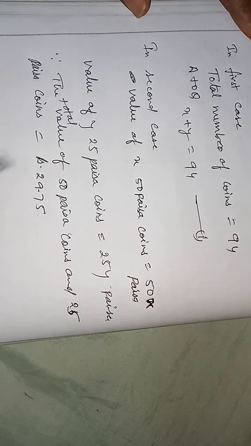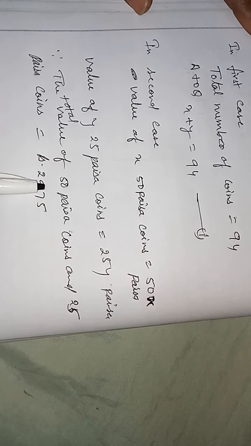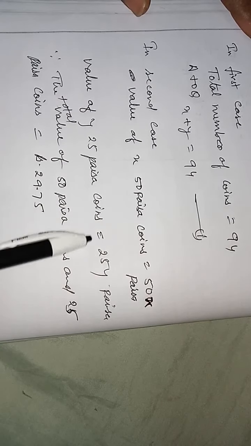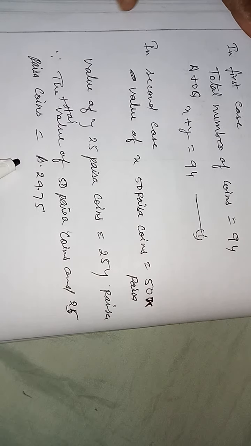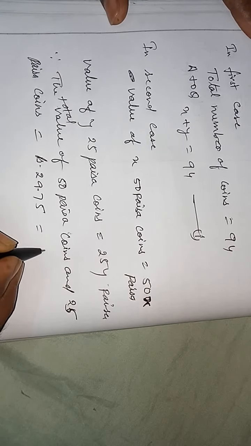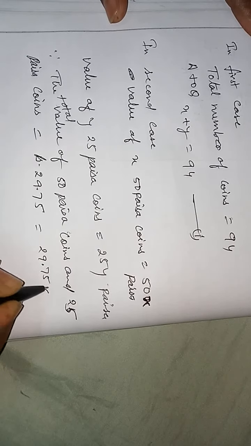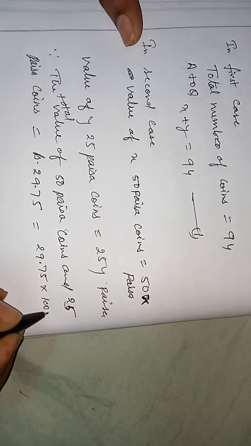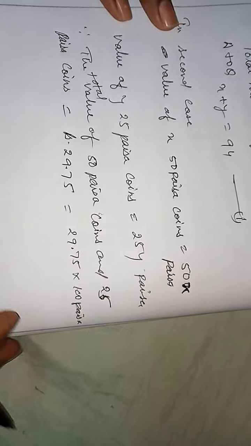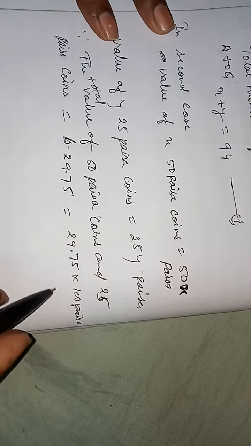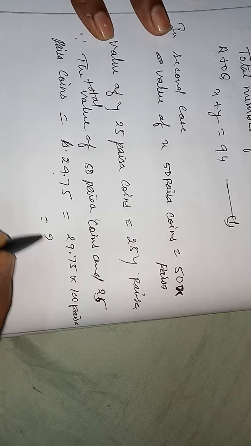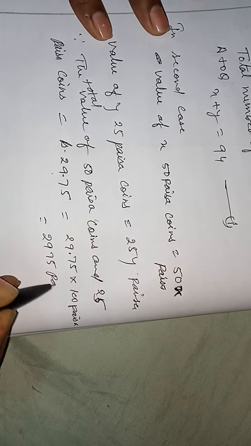29.75. You will see that here the value is given in rupees, but we have the value of 50 paise coins and 25 paise coins in paisa. So at first we have to convert this into paisa. So it is equal to 29.75 into 100 paisa. Why? Because 1 rupee equal to 100 paise. Converting this into paise, we have to multiply this amount by 100. We get 2975 paise.